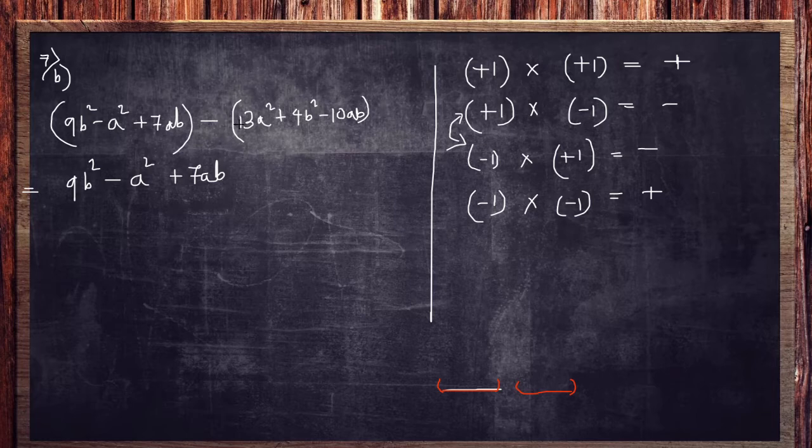So first term is positive. So we know that if we multiply plus with minus, it will give us minus. So it will be minus 3a square. Second, it is also positive. So minus with plus, it will become minus 4b square. And last one, that is minus 10ab.